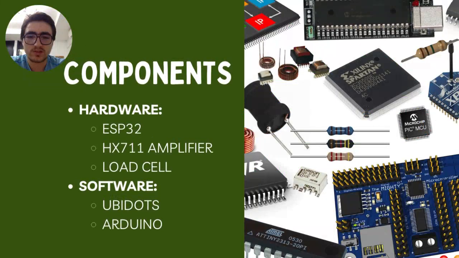So the implemented system has some hardware parts and some software parts. Talking about hardware, we have the ESP32 card, which is the Arduino, the HX711 amplifier, and the load cell, which is the scale. And talking about the software, we're going to use the Ubidots cloud service and the Arduino coding.